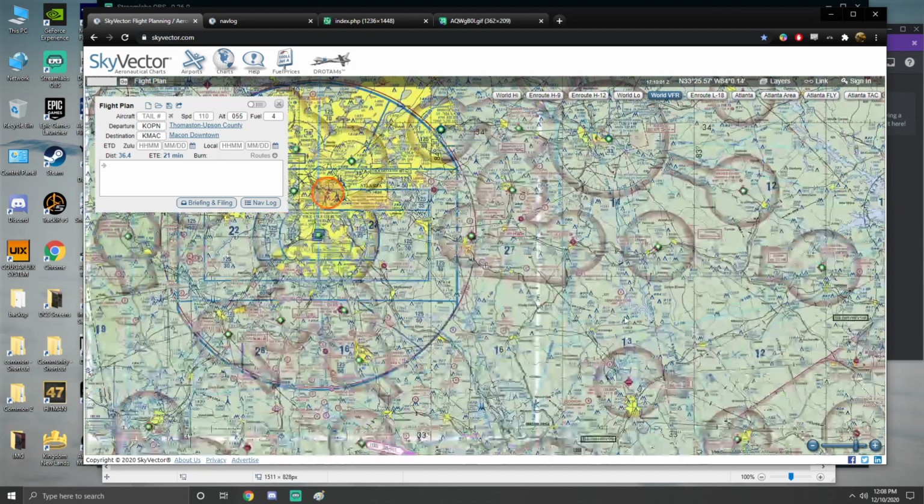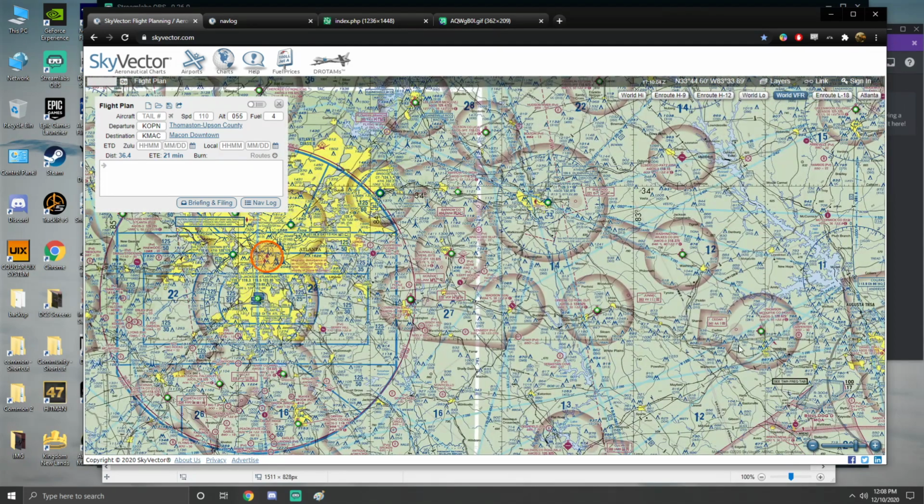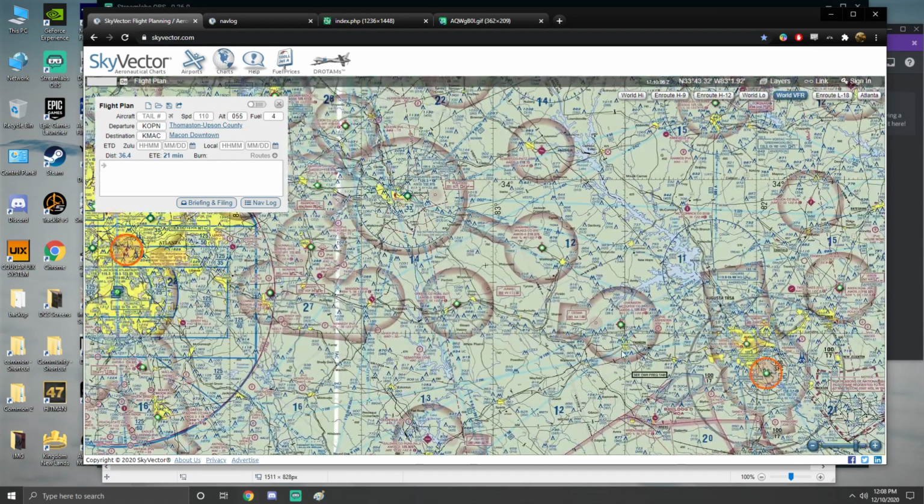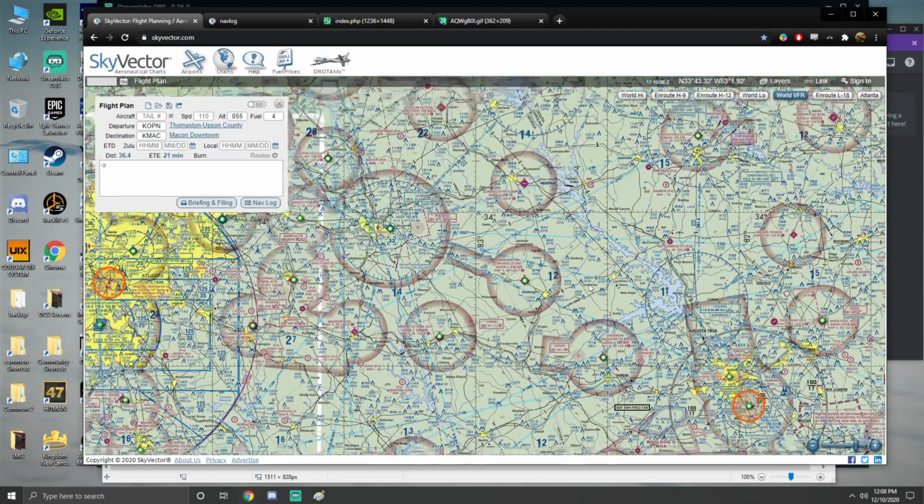There it is. What other airports around here? Thompson McDuffie is nice, but there's nothing around there. It's not particularly notable, but the airport and the facilities are super nice.